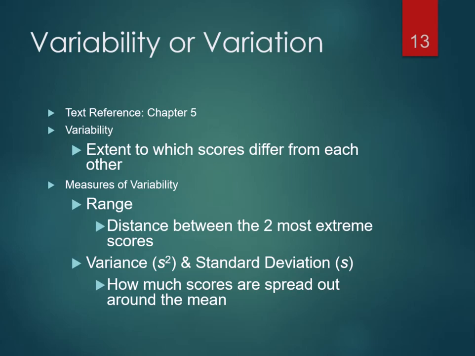Now we have variability or variation. Variability is the extent to which scores differ from each other. Variation is a different lexical definition. We have variance and variability. Variance is a more specific form of variability. We talked about range, and we talked about variance and standard deviation. Now, variance and standard deviation specifically talk about how much the scores are spread out around the mean.